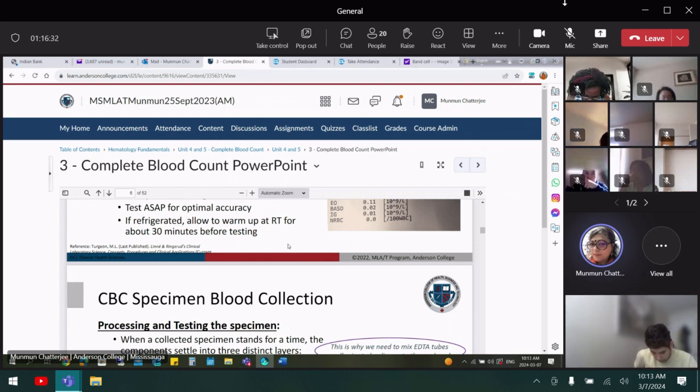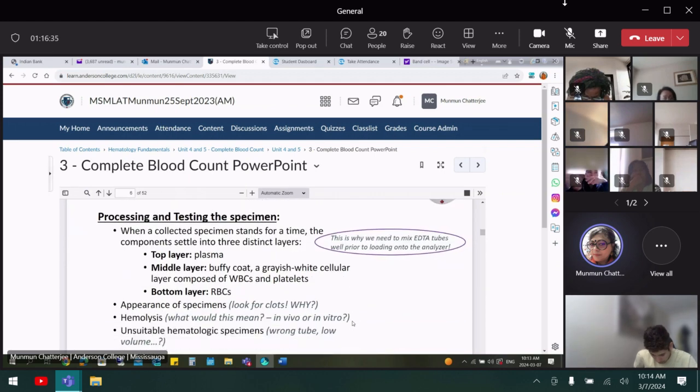Okay. So now processing and testing of the specimen. When a collected specimen stands for a time, the components settle into 3 distinct layers. The top layer is plasma, the middle layer is the buffy coat, a grayish white cellular layer composed of WBC and platelets, and the bottom layer is RBC. You guys know that one. This is why you need to mix EDTA tubes well prior to loading onto an analyzer or doing any test, whether you are doing the hematocrit, the smearing, or the blood count, anything. You have to mix the tube.